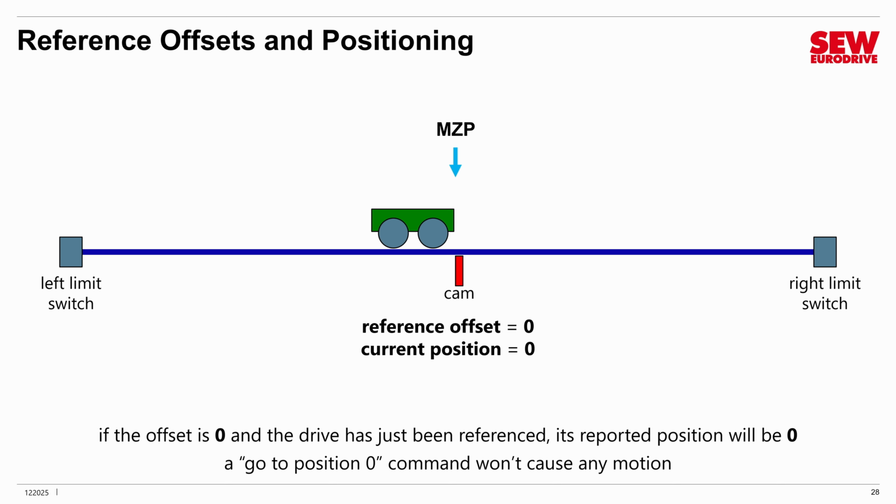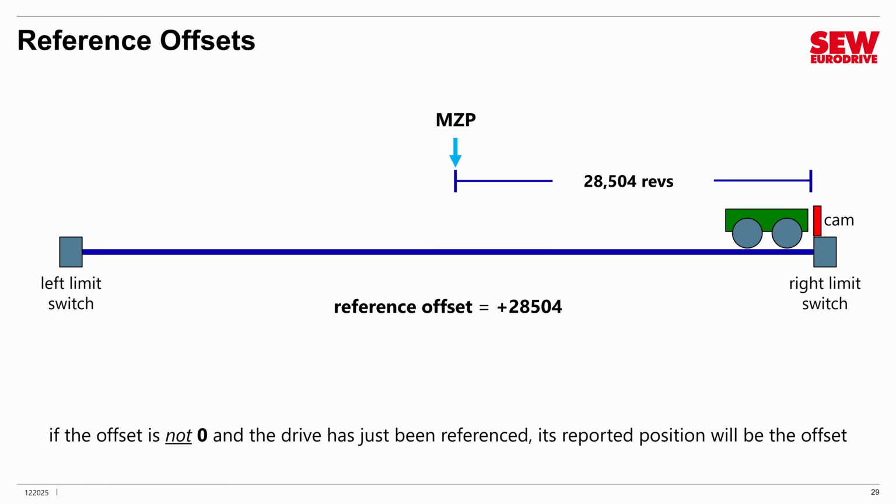Now let's look at the other situation where the MZP and the sensor are in different places. Again, we have a distance of 28,504 revs away. It's to the right of the MZP, so we make it positive. We set our reference offset to positive 28,504. We reference our application. We're right past that cam. And you might think, well, what's the position? Is it 0? The answer is no, it's not.